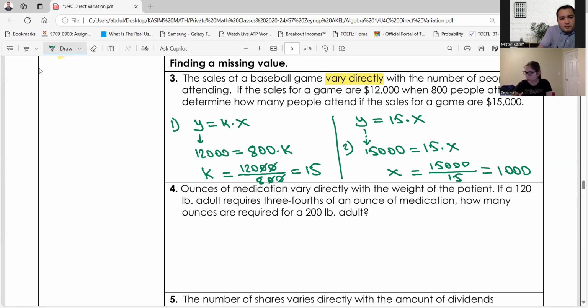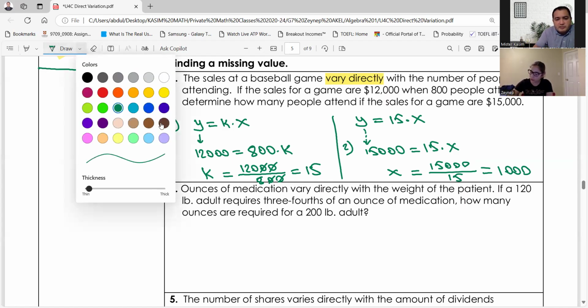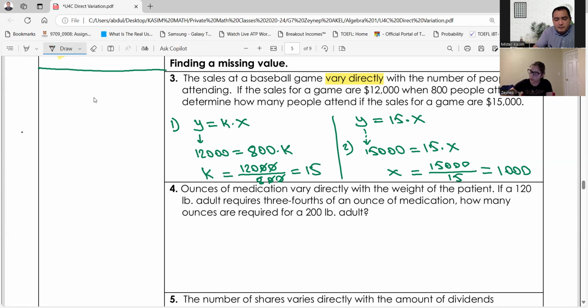Zainab, why do we call this proportion? The proportion means that, if you remember, two ratios are equal to each other. Also, you can solve this by using the proportion method. If you remember, y1 over x1 is equal to y2 over x2 in direct variations. So now look at the equation. This one is called proportion.